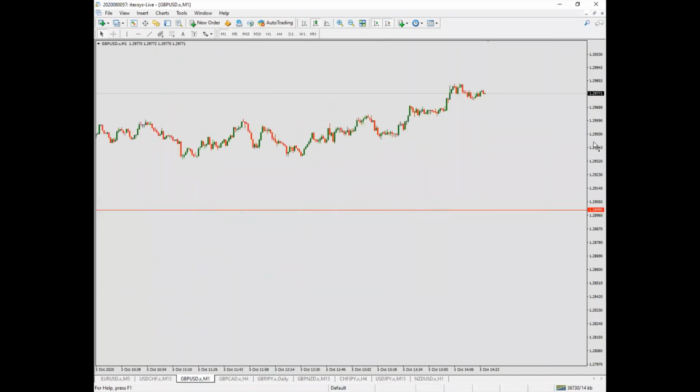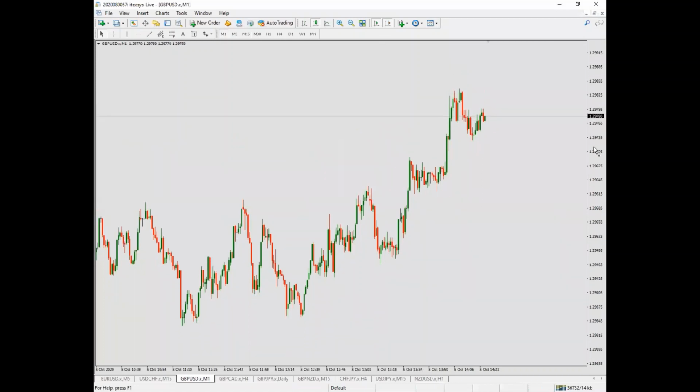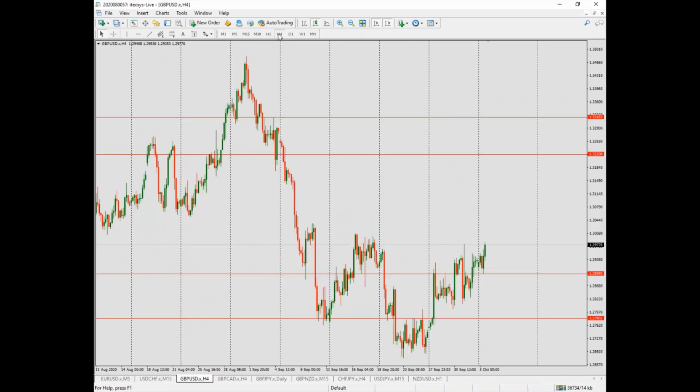Even if we take a look at this 1-minute chart, the conclusion will be the same. So it's always important to understand the wide picture. Okay, in the 4-hour charts, you can see we just reached supply, which became resistance. It's too risky to sell here, and of course it's too risky to buy here.